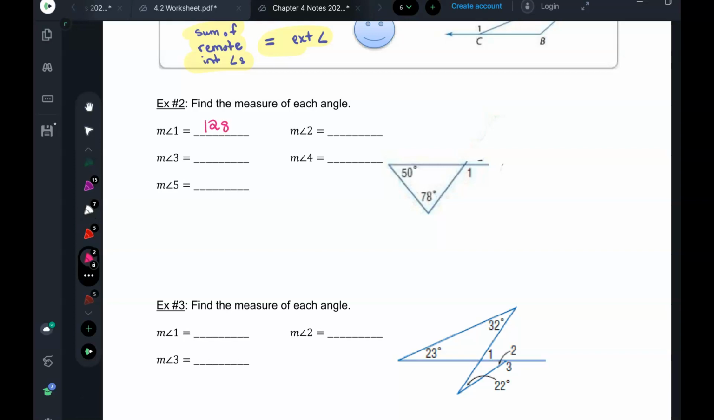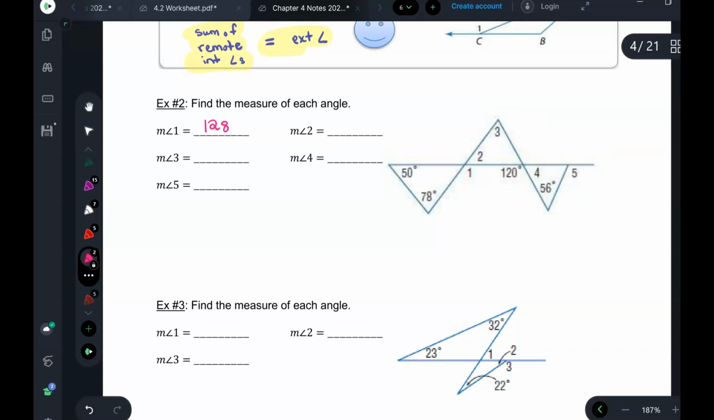Okay. Do you see how there's a reason I did that? I just wanted you to zero in and kind of ignore. The goal with our geometry is that we want to just ignore everything else and just focus in on that exterior angle. Well, now that we know that, 128 plus 78 plus 50 doesn't have to equal 180?